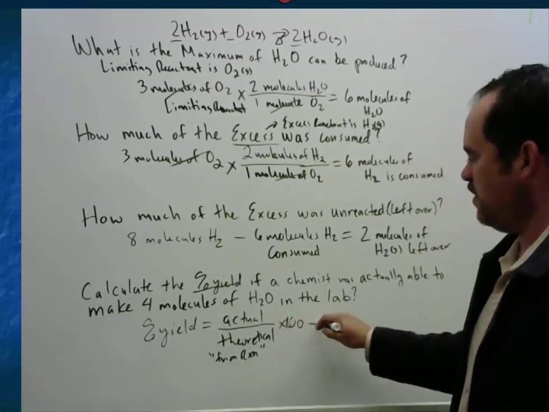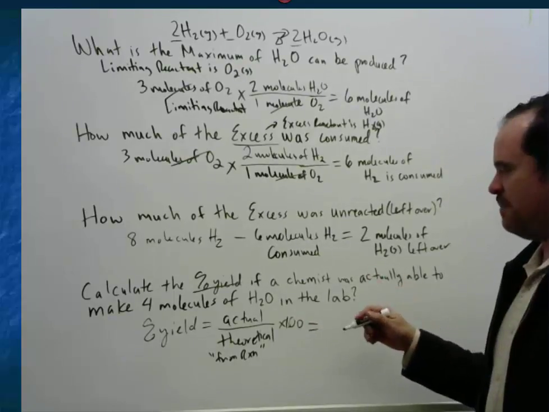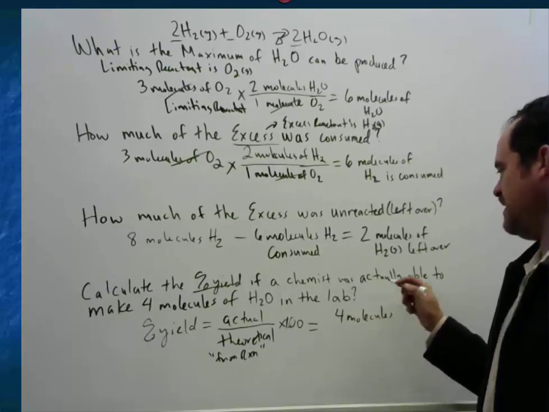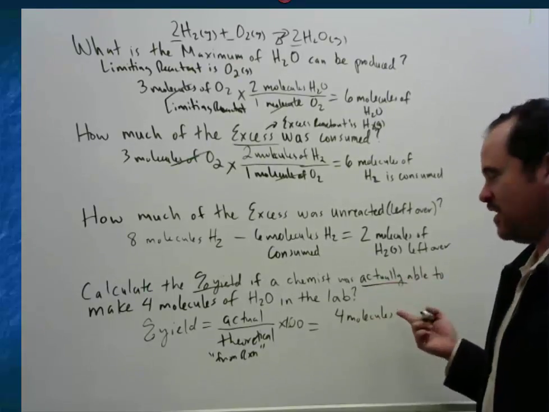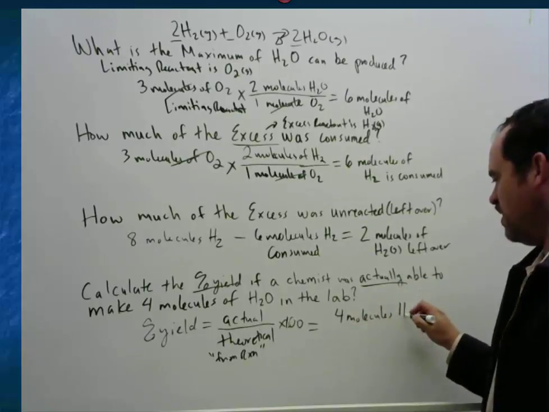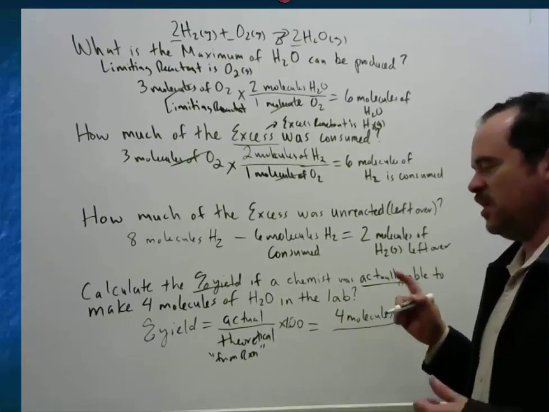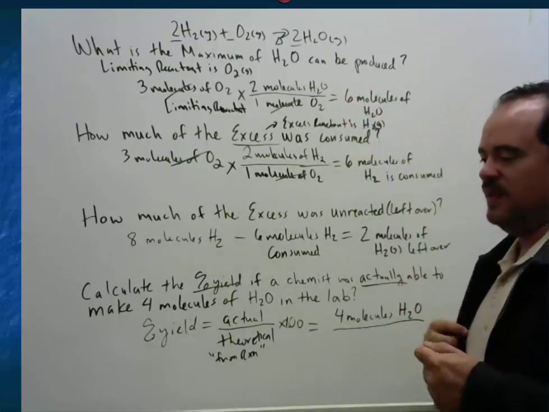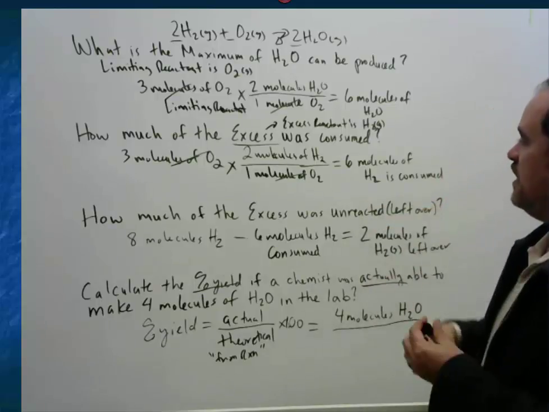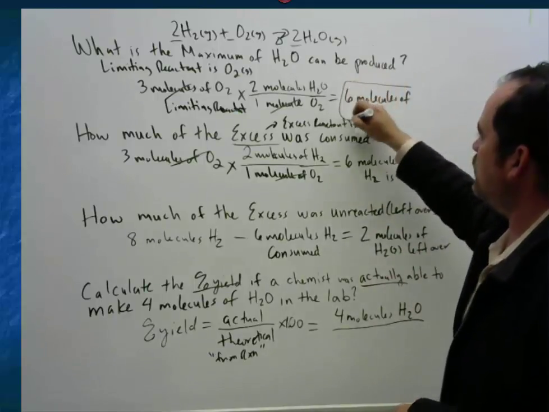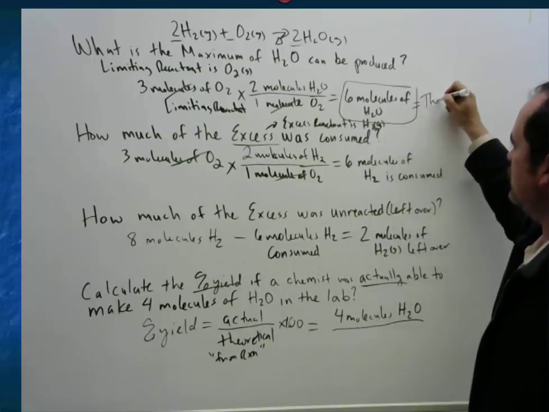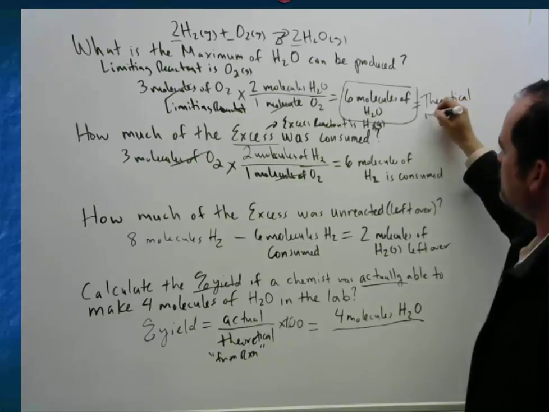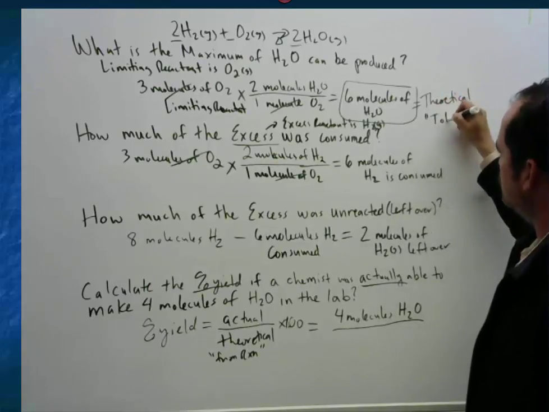All right, here we go. So in the actual, this chemist in the lab had made 4 molecules of water. And it says so in the problem, so that's the actual part. Those are our key words here. So 4 molecules of water over, now not theoretical though. In that same reaction that we saw here, the max you can make from this reaction was 6 molecules of water. So this is our theoretical. This is what we consider to be the total.